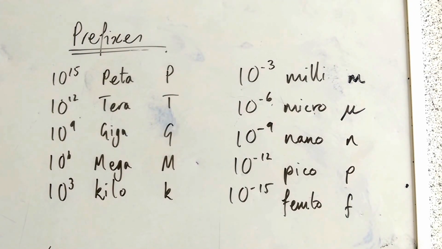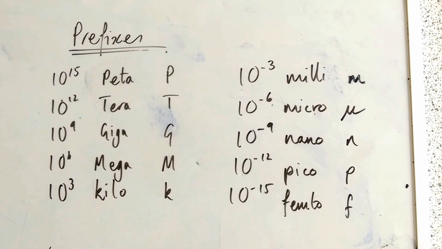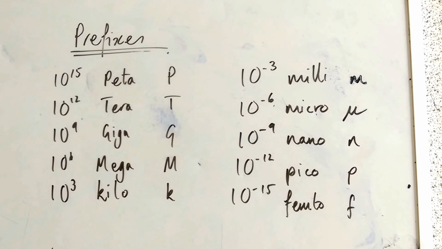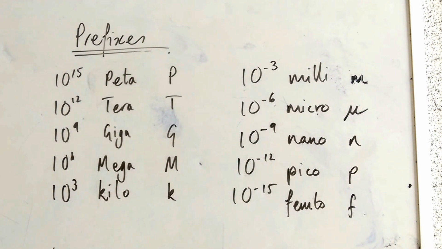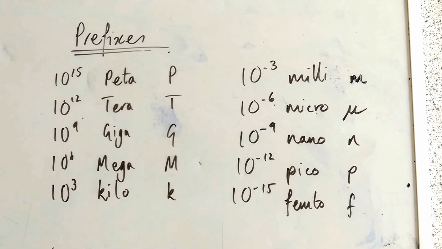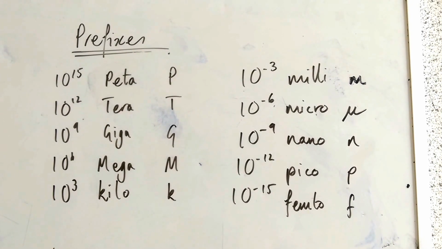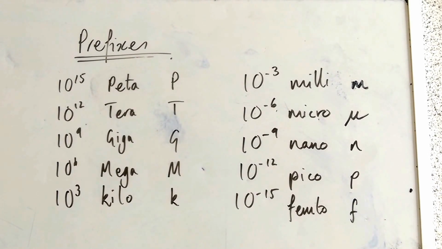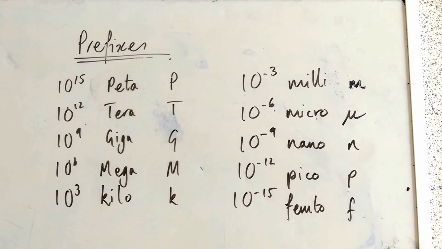The biggest one starts at peta, capital P, 10 to the 15 or 15 zeros on the end. Tera is 10 to the 12, capital T, giga, 10 to the 9, capital G, mega. And these, I think, are the ones you'll be most familiar with. 10 to the 6, capital M, and kilo, 10 to the 3, or a thousand of, little k.